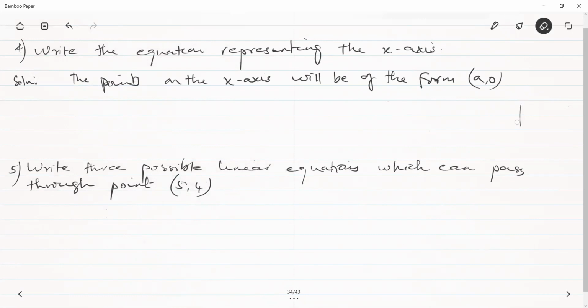my drawing is very poor. I'm very poor in drawing. Okay.